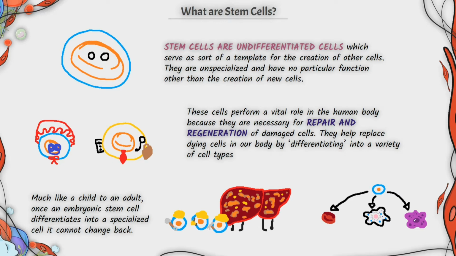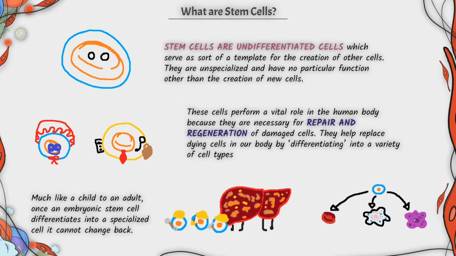They are unspecialized and have no particular function other than the creation of new cells. In this video, Robert and I will discuss the two kinds of stem cells, embryonic stem cells and somatic stem cells. These cells perform a vital role in the human body because they are necessary for repair and regeneration of damaged cells. They help replace dying cells in our body by differentiating into a variety of cell types.